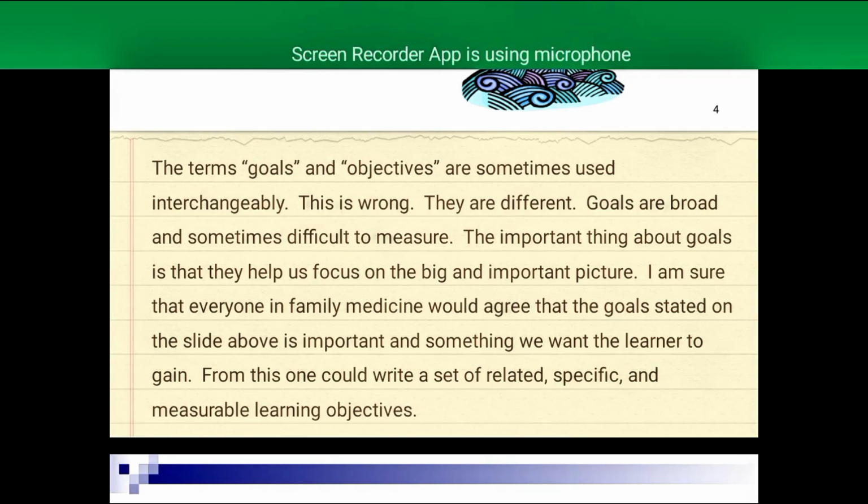The important thing about goals is that they help us focus on the big and important picture. I am sure that everyone in family medicine would agree that the goal stated on the slide above is important and something we want the learner to gain. From this, one could write a set of related, specific and measurable learning objectives.